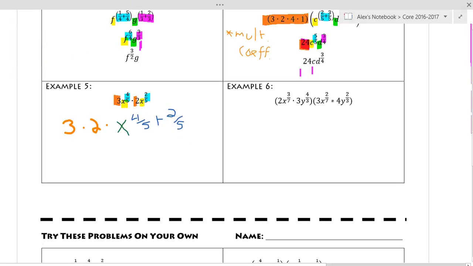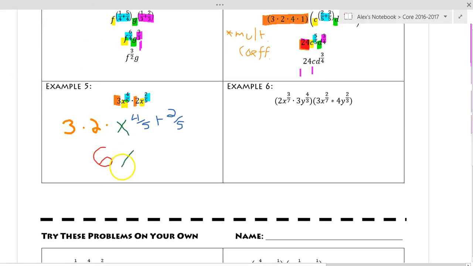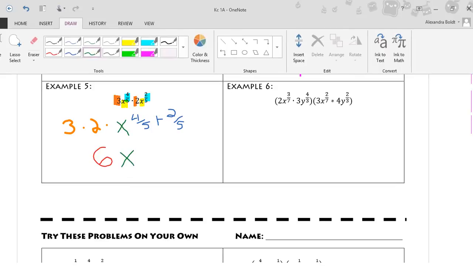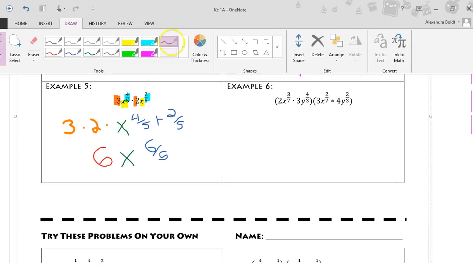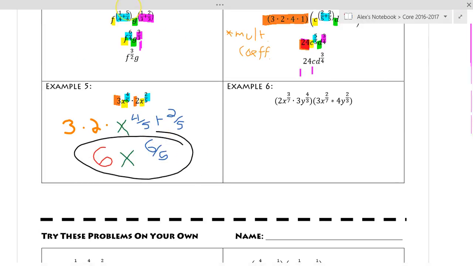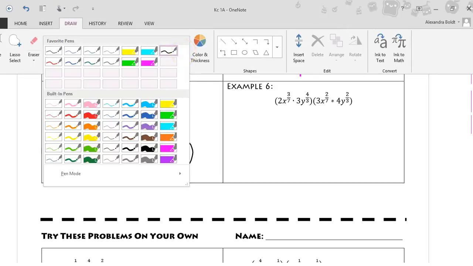Okay. So then I'm just simplifying. 3 times 2 is 6. That base still stays the same. And 4/5 plus 2/5 is 6/5. And that's my final answer. 6x to the 6/5. All right, let's look at our next example.